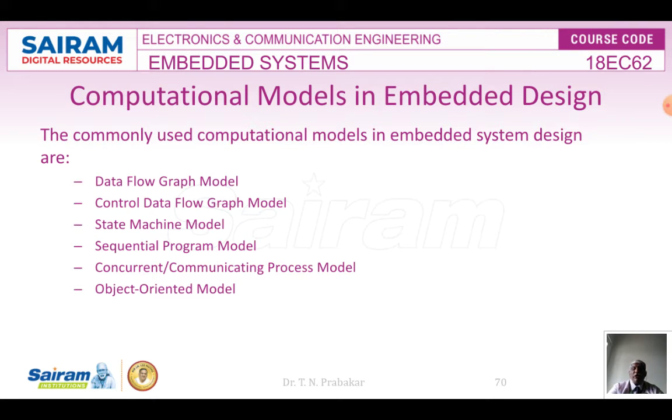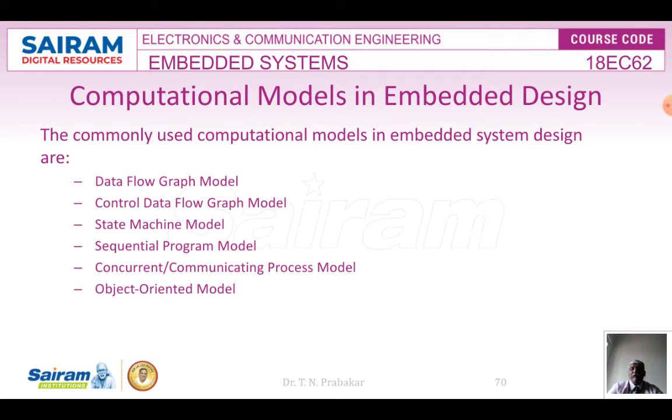Say for example, there are different models available. One is called the data flow graph model. The second one is the control data flow graph model. The third one is the state machine model. The fourth one is the sequential program model. The fifth one is the concurrent or communicating process model. And the sixth one is the object oriented model. I think you might have studied almost all these things, right?